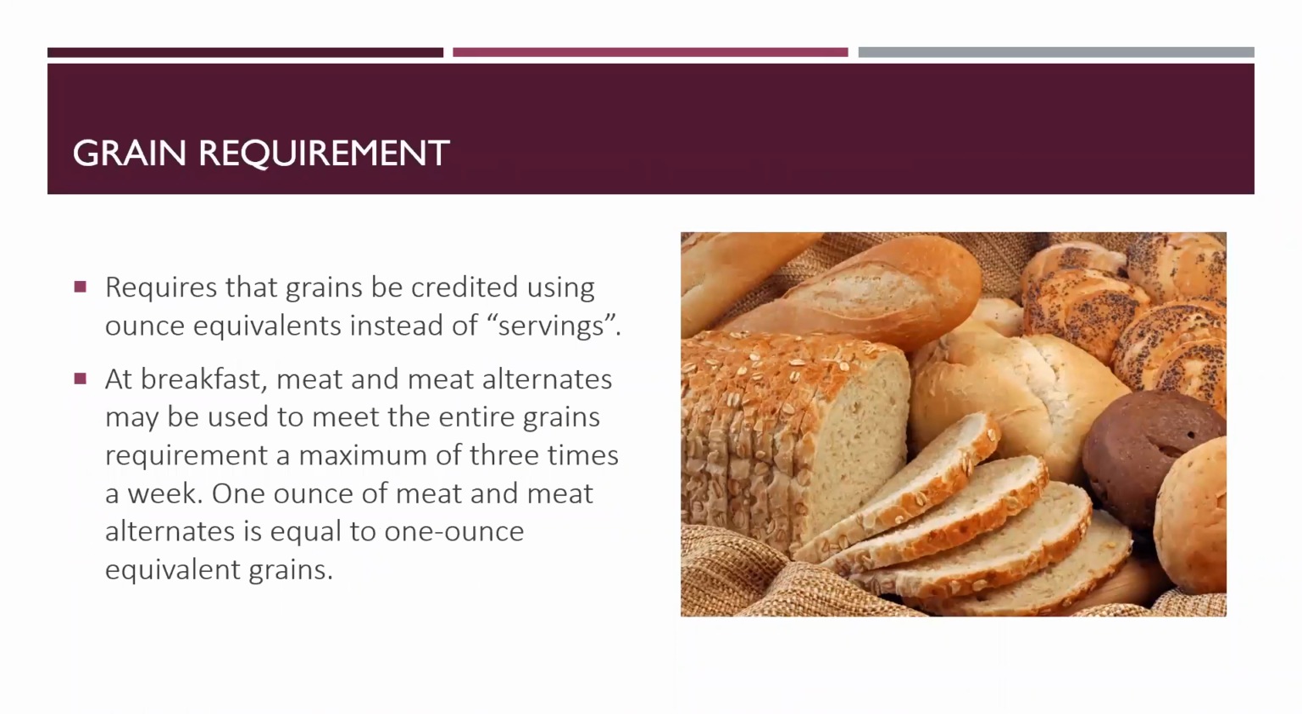Let's review some additional requirements specific to the grain component. Grains are credited based on ounce equivalents instead of servings. We'll look at some specific examples to help understand that requirement. At breakfast meal, a meat alternate may be substituted to meet the entire grain requirement up to 3 times a week. 1 ounce of meat alternate is equivalent to a 1 ounce equivalent of grain.